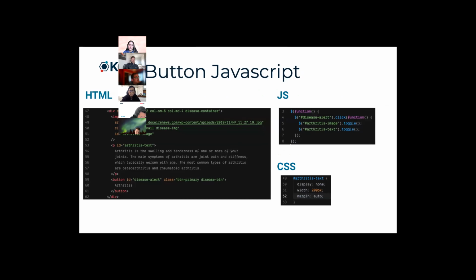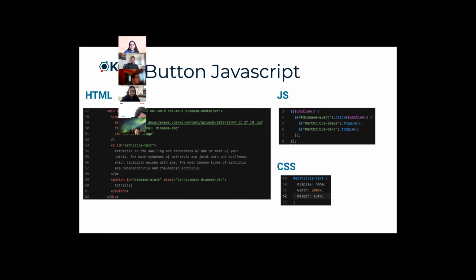There's also the concept of buttons. So I'll just show you an example here of where in my HTML, I have created a button called disease alert. The button actually says arthritis, but the ID is disease alert. And then I can create JavaScript that does things with that. In this case, my JavaScript looks for something with the ID disease alert.